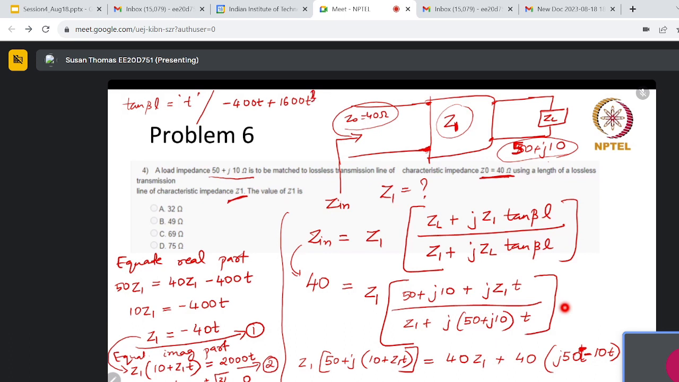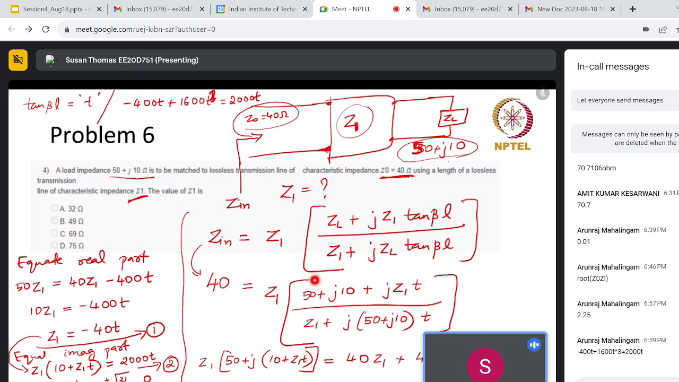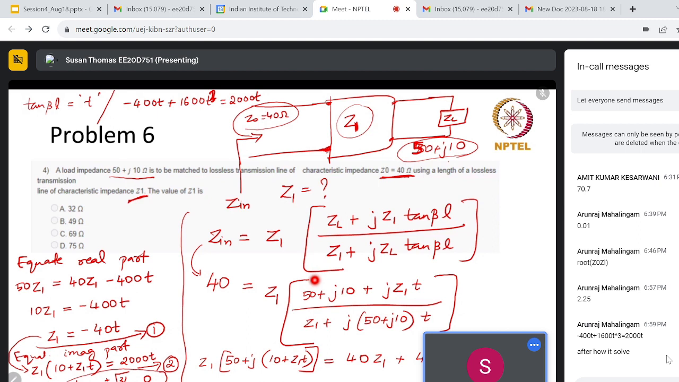So t cube is equal to 2000 t. Yes, I am seeing it in chat. What is your equation? Minus 400 t, 16 t cube, 1600 t cube is equal to 2000 t. Okay, so once you solve this, you will be able to get this t value. So it is a cubic root. In the calculator, just put it in.